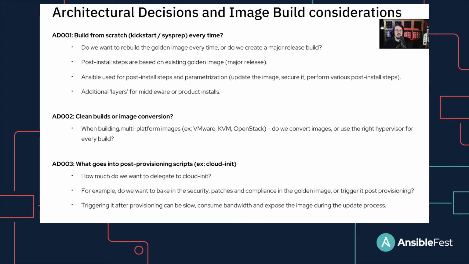The second key question would be, how do you want to build multi-platform images? So if you're building images for VMware, KVM, OpenStack, OpenShift Virt, AWS, do I build one image and then use, you know, qemu-img convert, or perform various tricks on the final image? Or do I have a reproducible build process that just swaps out hypervisors every time? My preference is to start clean here and use a separate hypervisor throughout the build chain. And that's why I'm using Packer with VMware and KVM and VirtualBox or whatever I'm using as part of my build process to get a clean install and a clean build every time.